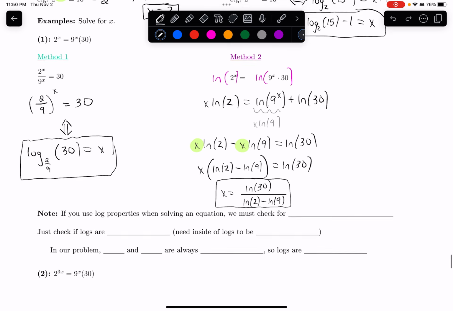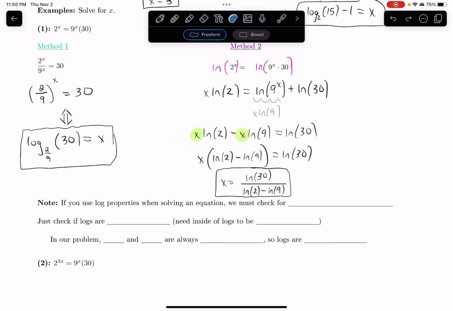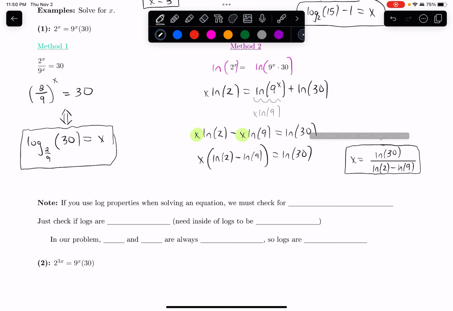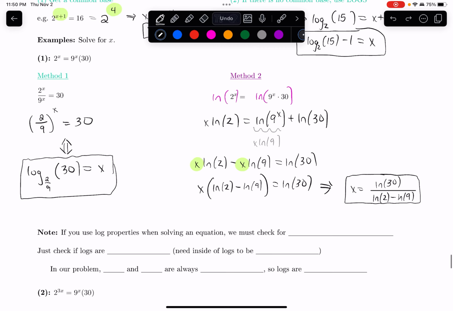Okay, one important thing that I want you to notice about this, let me just move this to the side to give myself some more room here. If you use log properties when solving an equation, like we did here, where we used the log property to move the power out to the front, and we also used the log property that said if two things are multiplied in a log, I can split that up as two logs added together, so we actually used a couple of log properties, when we do that, we must check for extraneous solutions at the end.